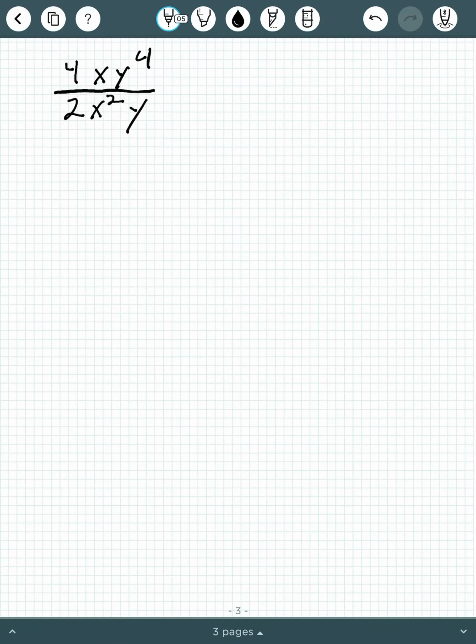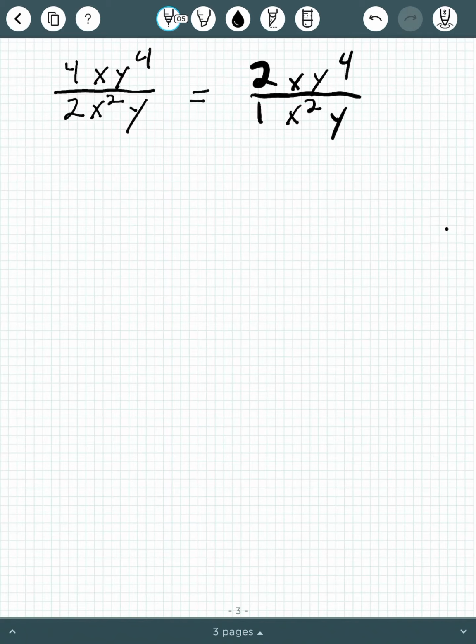So here we have 4xy to the fourth over 2x squared y, excuse me. When we're working with that, well, 4 and 2 can be divided or simplified just like you always would. So 4 divided by 2 is 2. We could write it as 2 over 1 if you want to keep that 1 as a placeholder. But that's just basic math. Notice I didn't do subtraction. I said divided. So 4 divided by 2 was 2. We only subtract when we have exponents that we're working with.